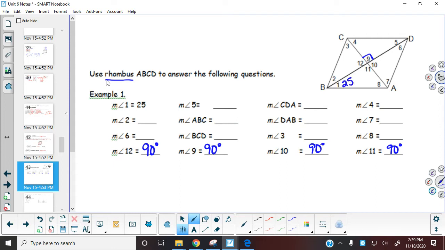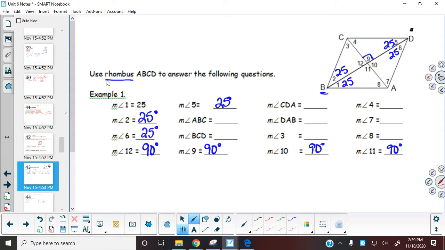Well, since we know it's an angle bisector at that angle B, this is also going to be the same, as are the two angles over here in this corner, because they fold over and have that symmetry component. So this is 25, and this is 25. So right now, we have angles 2, 5, and 6 that are all 25 degrees.